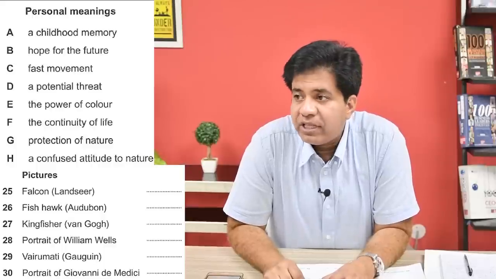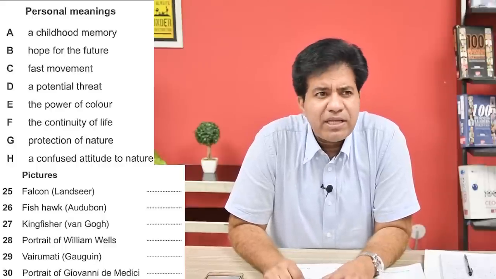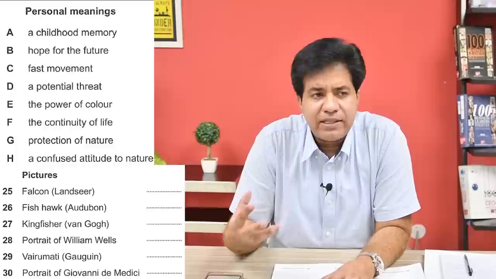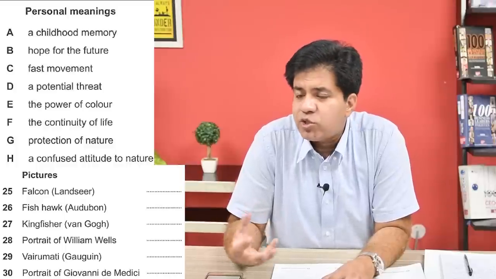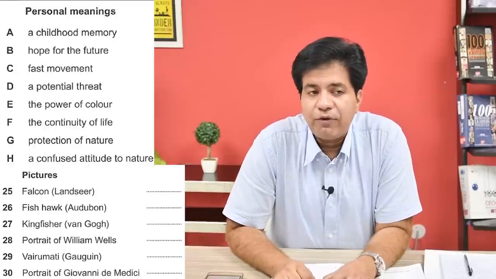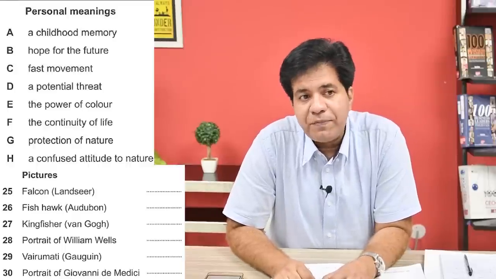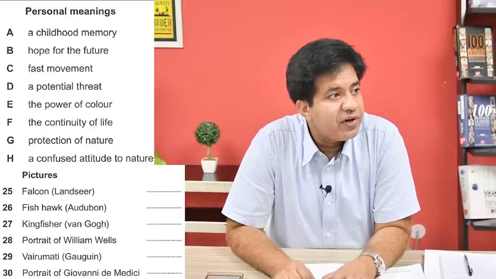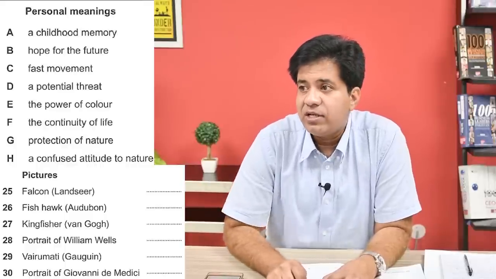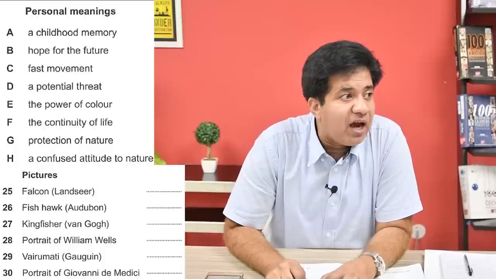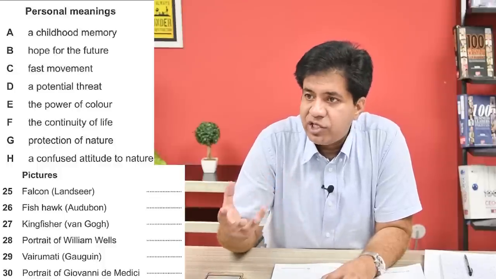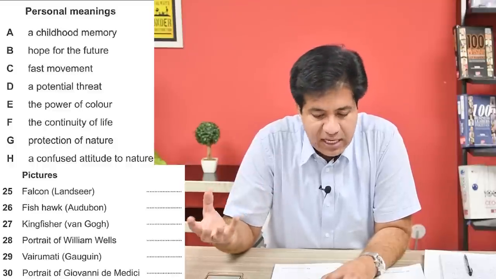Option B, hope for the future. Anticipate something related to the future, predict something, look forward to something in the coming time. They can even use 2025 or anything like that. C, fast movement. For fast, they can use the word quick. For movement, they can use the word action or any other word like that. Fast movement, quick action, and all that. Option D, potential threat. Potential threat means it can be a danger. It is likely to be dangerous. Potential means that it has the potential. Can be, may be, likely to be, and all that.